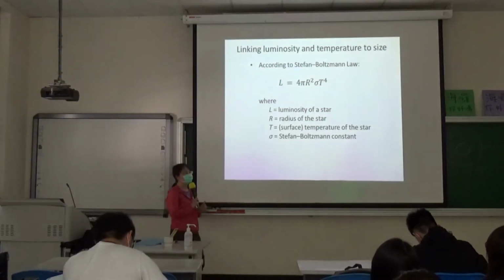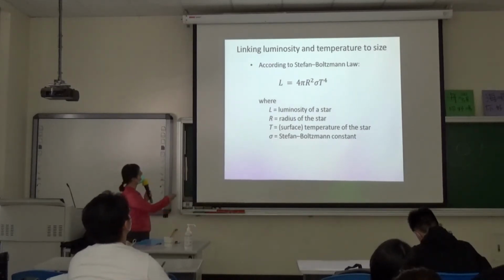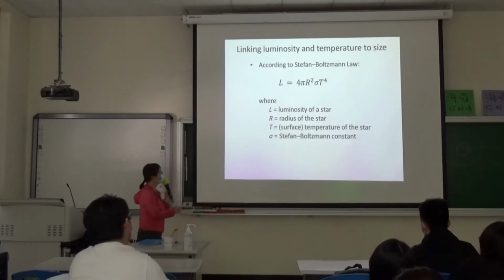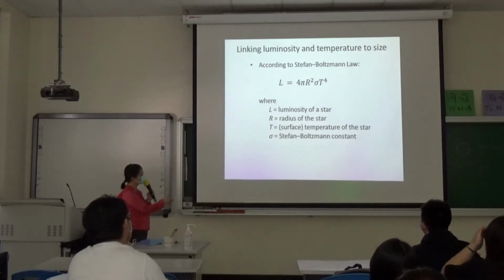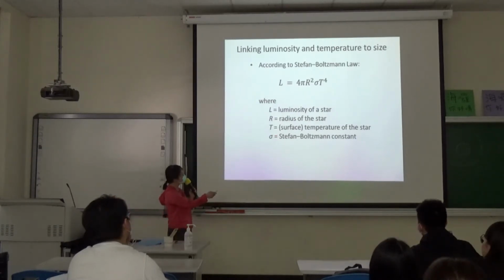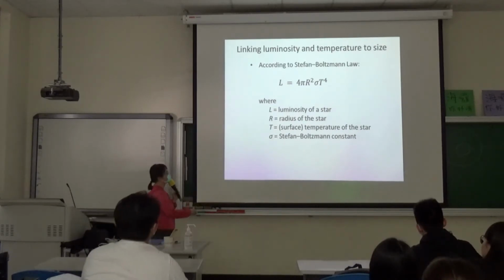Then, you may ask, now we know luminosity and temperature, why do we know the size? The answer is because of this equation. Stefan-Boltzmann law. Luminosity of a star is equal to 4 pi r squared, where R is the radius of the star, sigma is the Stefan-Boltzmann constant, and T to the 4 is the surface temperature of the star.